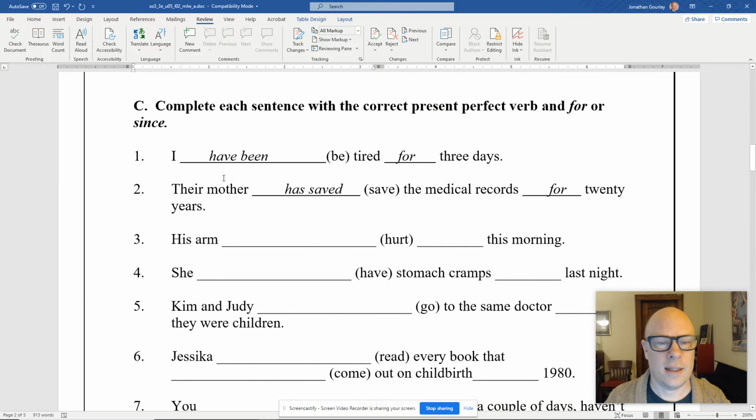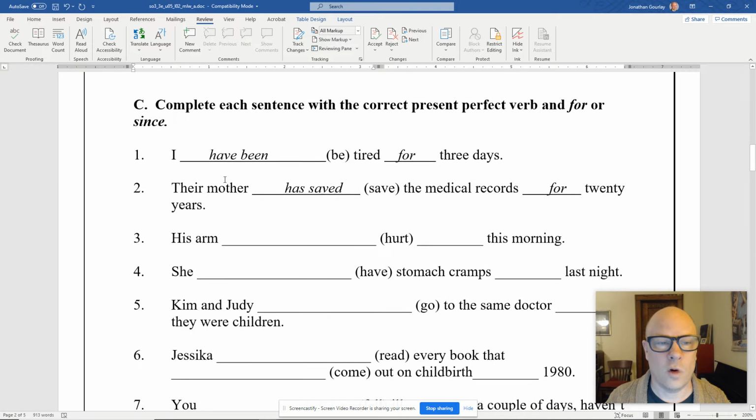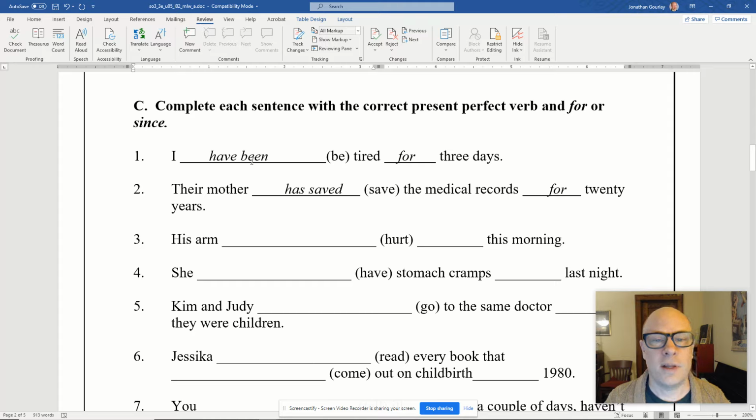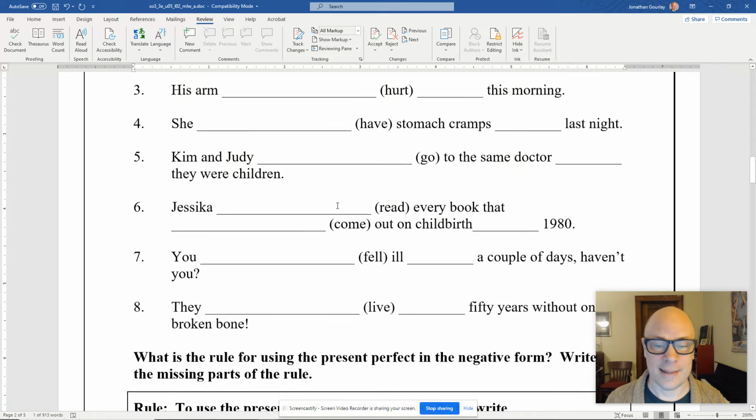And the last part of the homework is just to fill out these blanks, and then you can get a sense. So for one is, I have been tired for 3 days. Their mother has saved the medical records for 20 years. Wow, interesting. So it's have or has plus the past participle form of the verb, and then for or since. And that's how you do that.